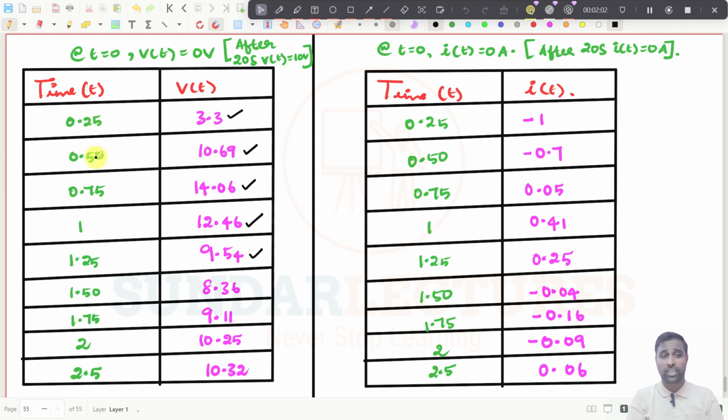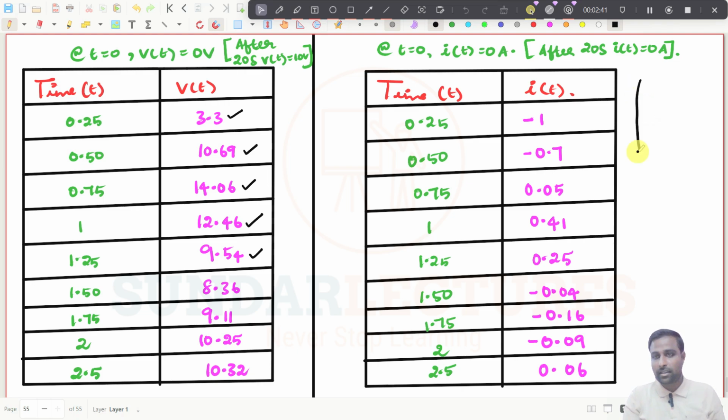But see here, at 0.75 it is reaching 14.06 volt, greater than 10. And again at 1 it is reducing to 12.46, and at 1.25 it is going below 10. The value is 9.454, and at 1.5 it is going further below to 8.36, and then at 1.75 it is increasing to 9.11, and at 2 it is again increasing above 10 volt, that is 10.25, and at 2.5 it is going to 10.32 volt. See what is happening. I will just draw the diagram here.